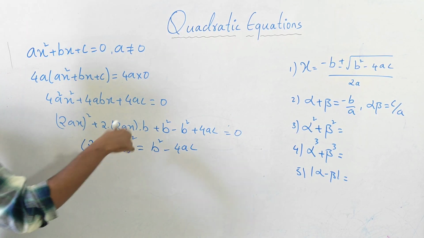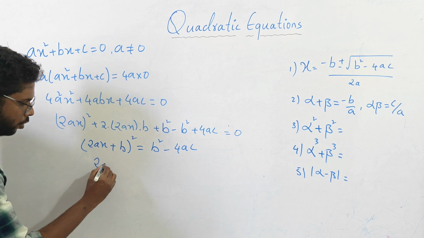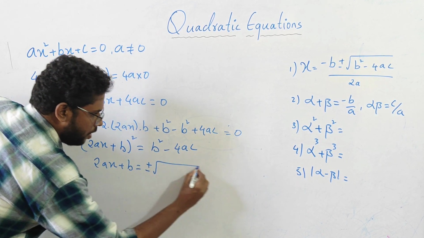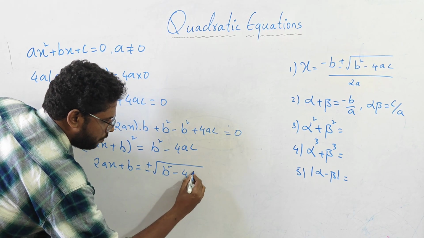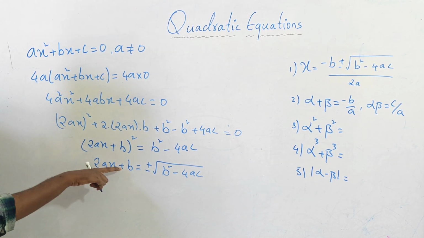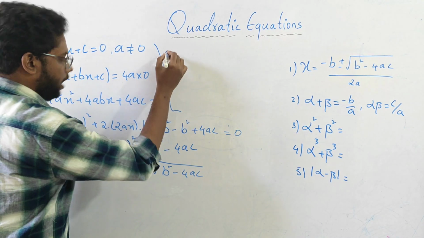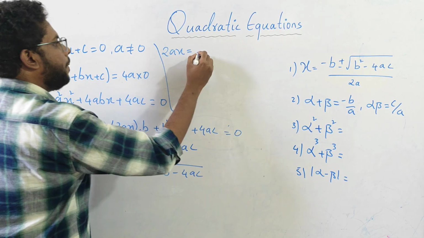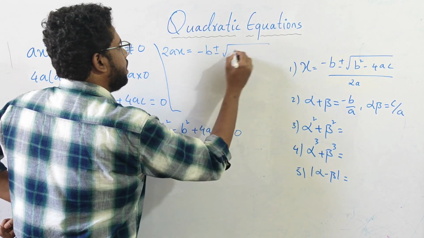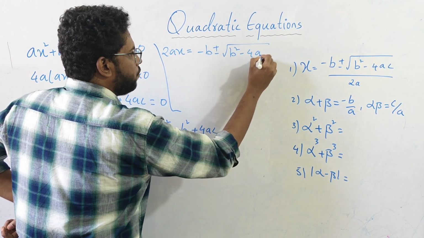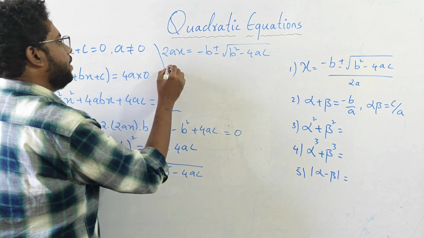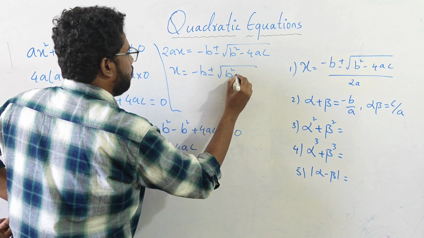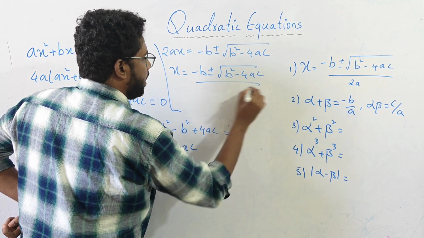Now what I will do, if I take the root on that side, it becomes 2ax + b equal to plus or minus under root b square minus 4ac, correct? Now if I take plus b that side, what will it become? It will become 2ax equal to minus b plus or minus under root b square minus 4ac. If I take 2a here, what will it become? x equal to minus b plus or minus under root b square minus 4ac by 2a.